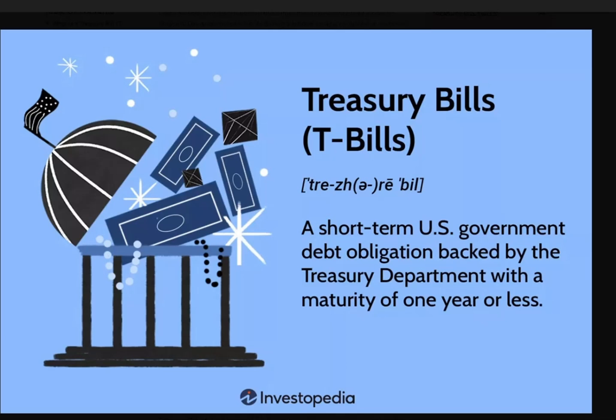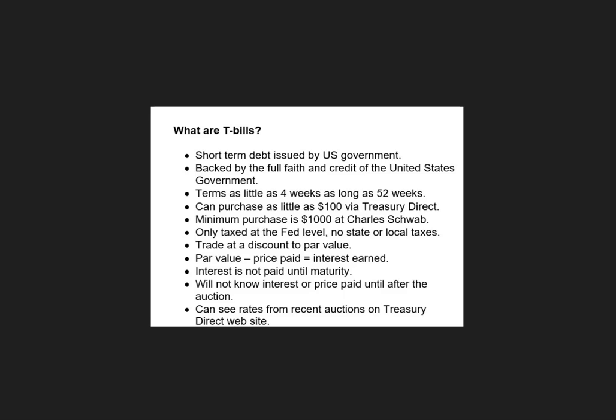So briefly, what are Treasury bills? Well, they're a short-term U.S. government debt obligation backed by the U.S. Treasury Department with maturity of 1 year or less, according to our friends at Investopedia. Now, their terms are as little as 4 weeks, but they can be as long as 52 weeks. You can purchase for as little as $100 via Treasury Direct, and I'll link videos to that in the description below that I've made. But the minimum purchase at Charles Schwab is $1,000.